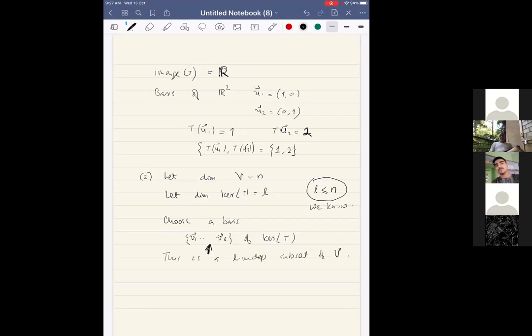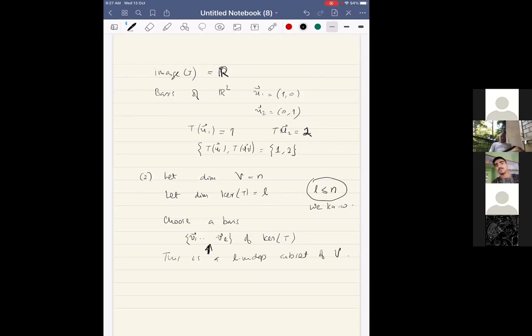But it may not be a basis for V. I have a linearly independent subset, but it may not be a basis for V. When is it a basis for V? Suppose a basis for a subspace is also a basis for V. What does that say about that subspace and that V? It generates V, therefore the subspace is equal to V, right?